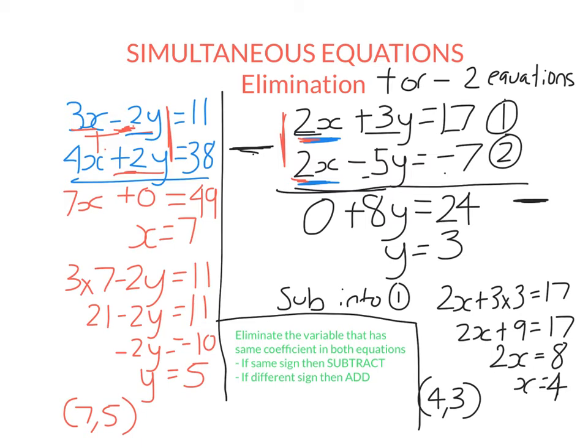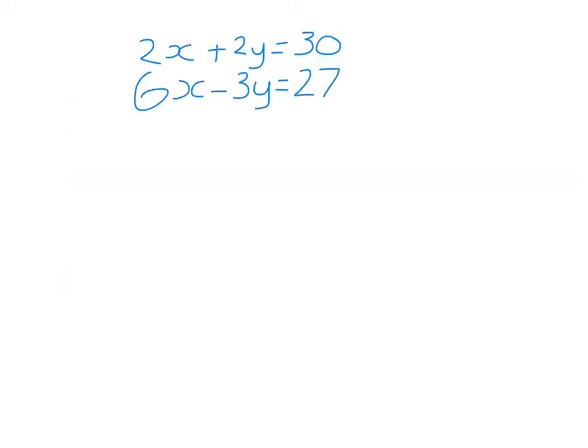So I've just got to show you a slightly harder example now, so please pause and copy this down if you need. So let's have a go at this question here. Again, probably not easy to use the substitution method because it's not in the form x equals something or y equals something, and it would be hard to get it in that form. So we want to use elimination.